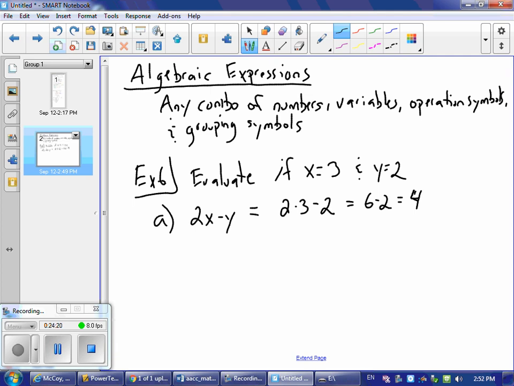Okay, same idea if it's division or fractions. 3x divided by 2y. Well, that means on top 3 times x, and the x value is 3. 3 times 3 over 2 times the y value, which is 2. Nothing simplifies, no common factors, so I get 9 over 4.